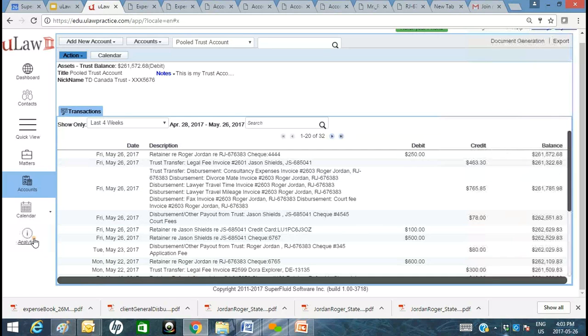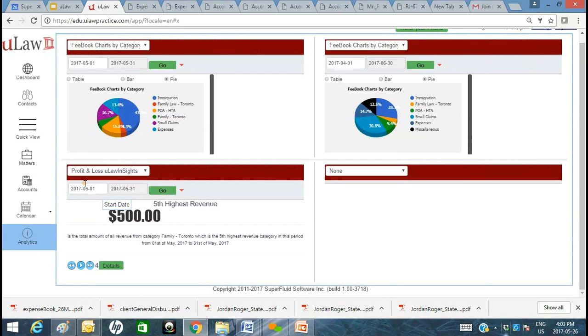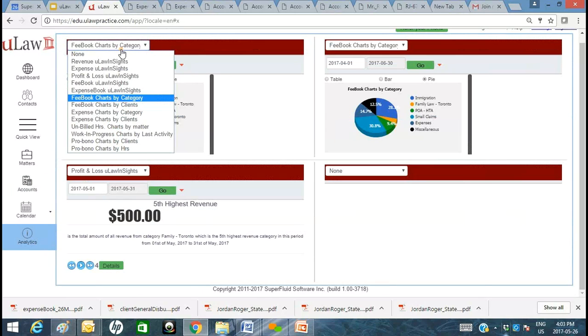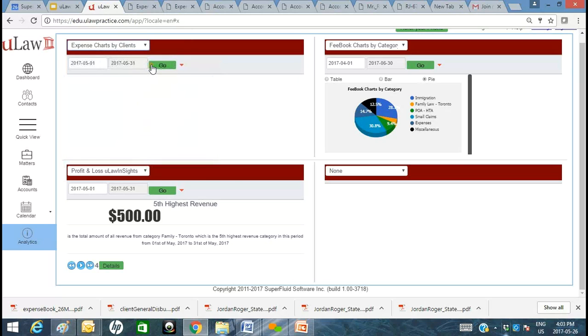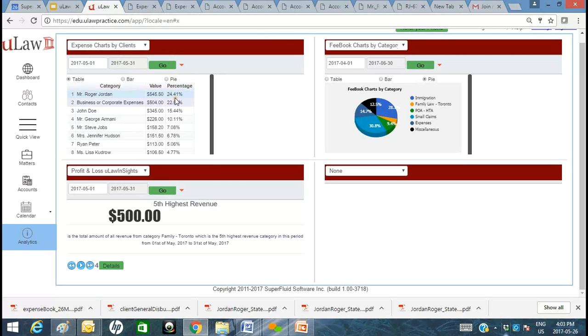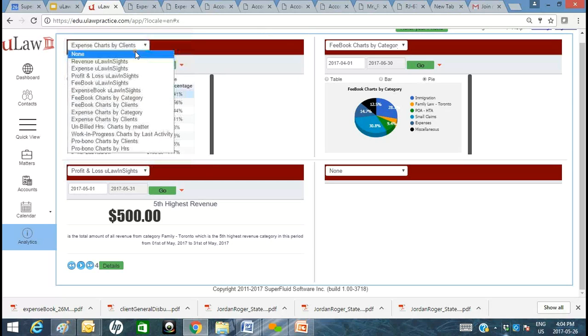Now you, as the business owner, obviously have the same need to track and measure all this information, especially when it comes to expense, right? So the analytics is more for the consumption of the actual lawyer. So that's how I would differentiate it. But the data that's fundamentally residing beneath both that report and the analytics is the same. So if you were to look by expense chart by clients for the month of May, you're going to notice Mr. Roger Jordan, you just had that amount. So you want to compare that, so it's the same data.